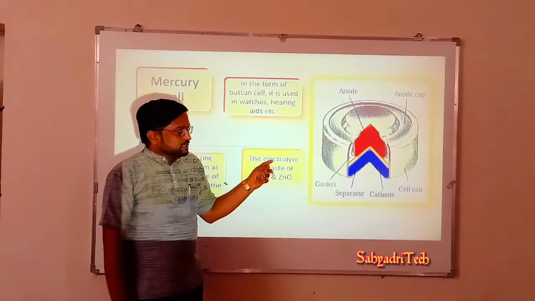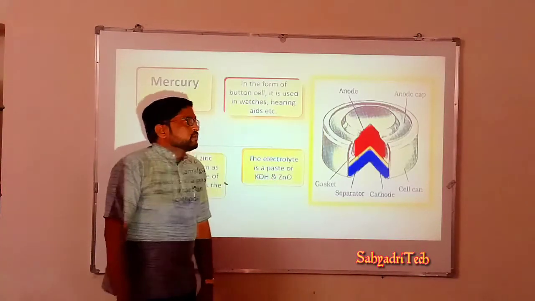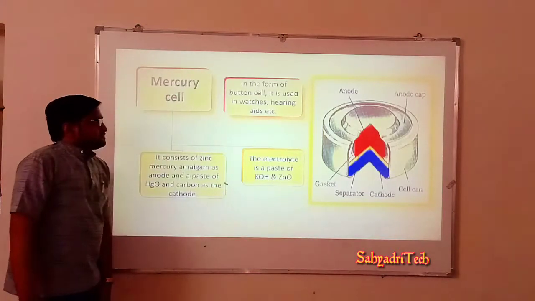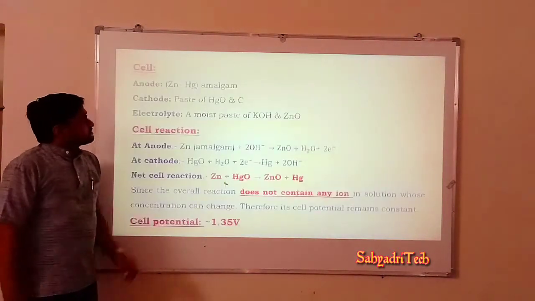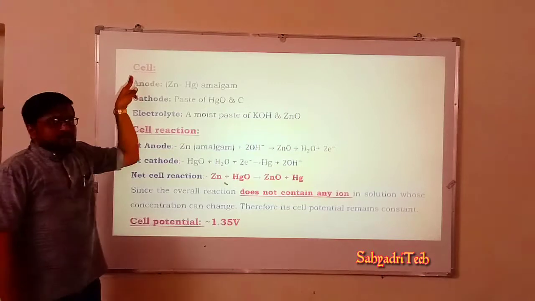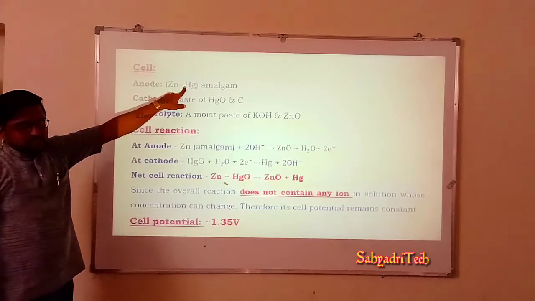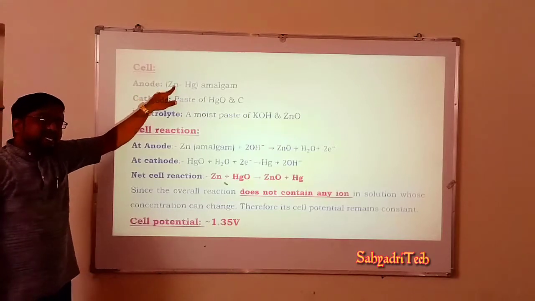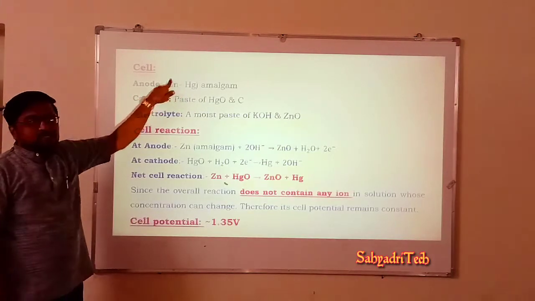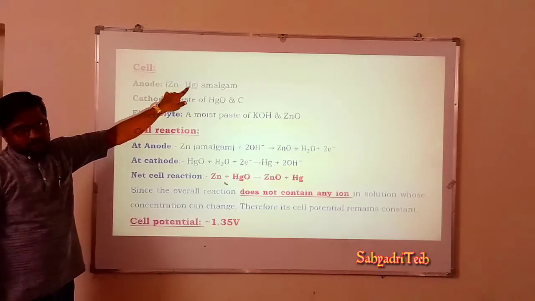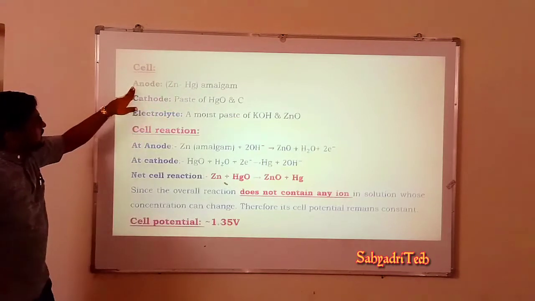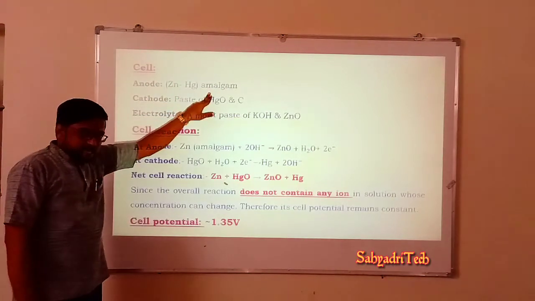It acts as an electrolyte. Okay. Coming to the cell, what is the anode here? Zinc amalgam, ZnHg. In the anode, which is the reactive part, only zinc is involved in a reaction, but not the mercury. So zinc amalgam acts as an anode.